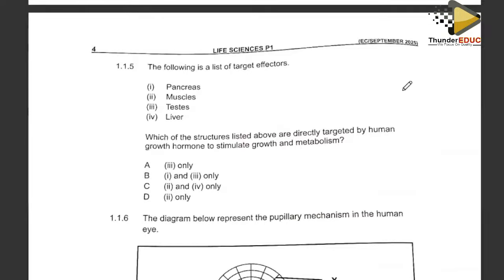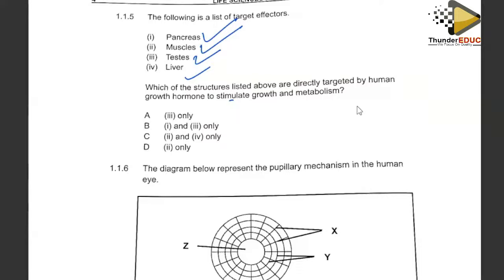They're saying that the following is a list of target effectors. Effectors, remember, is an organ which brings about the effect for the stimulus. So we have the pancreas, the muscles, the testes, the liver. Which of the structures listed above are directly targeted by the human growth hormone to stimulate growth and metabolism? They're saying growth.